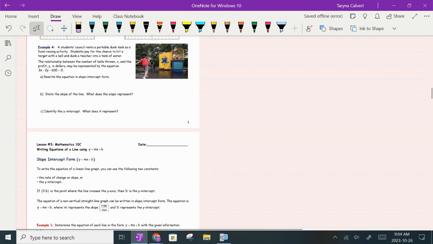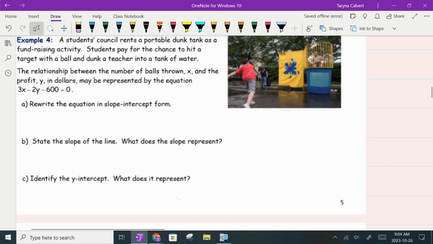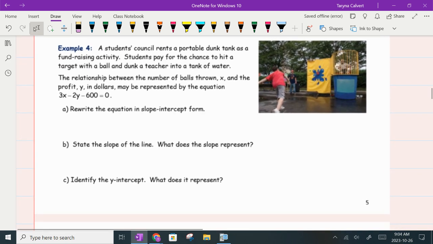All right, and then last little, throw in a little word problem to give you some application. So this one just says a student council rents a portable dunk tank as a fundraising activity. Students pay for the chance to hit a target with the ball and dunk a teacher into a tank of water. The relationship between the number of balls thrown, x, and the profit, y, in dollars may be represented by the equation 3x minus 2y minus 600 equals 0.